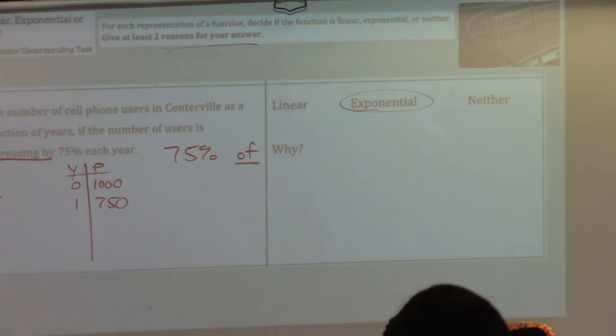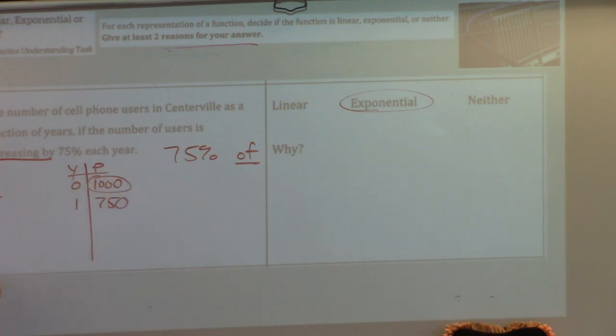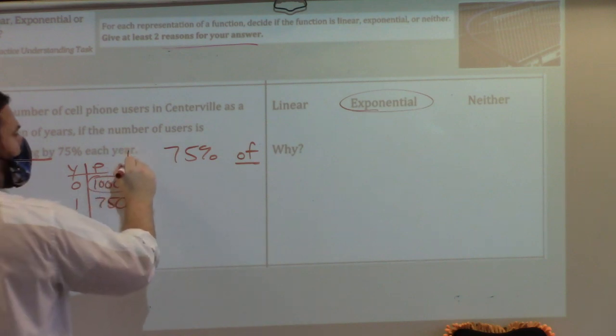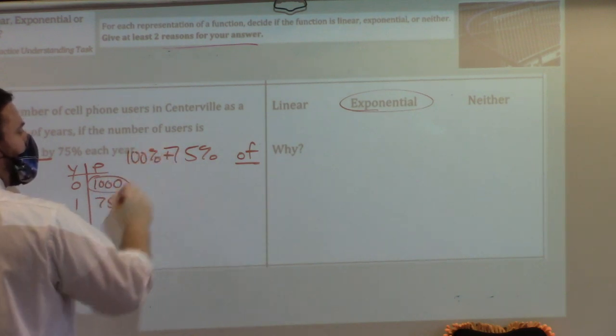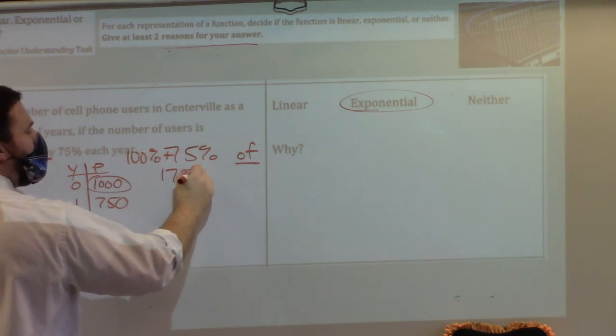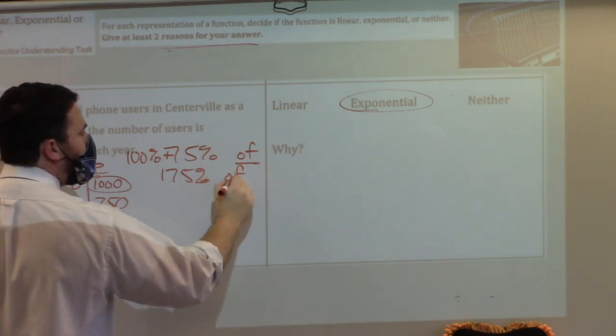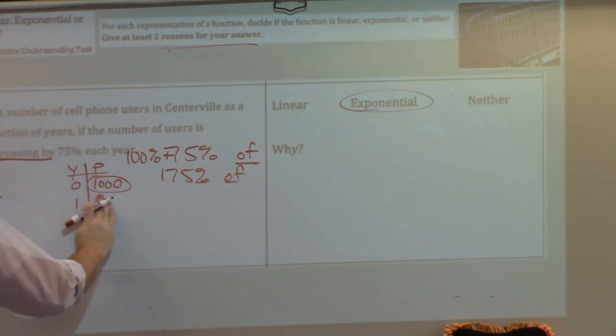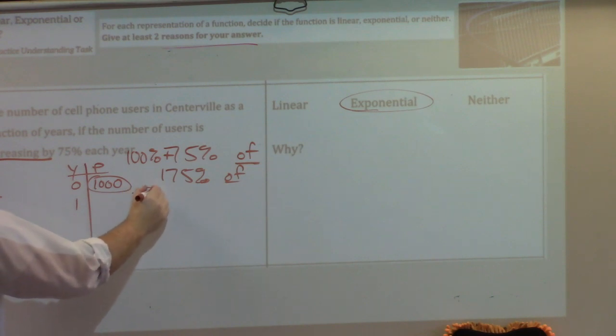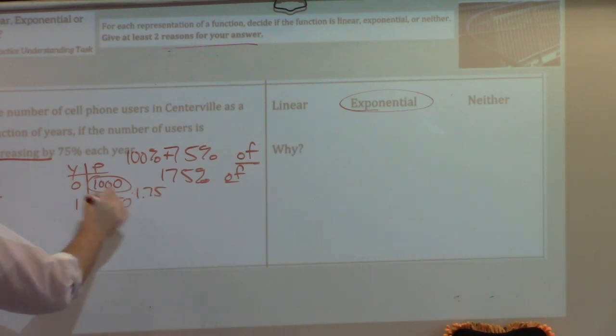We need to remember, if I have all of the people here, all of them, what percent is that? 100%. Then it's increasing by 75%, so we now have 175% of the previous year. Now I get 1,750. Is that increasing?